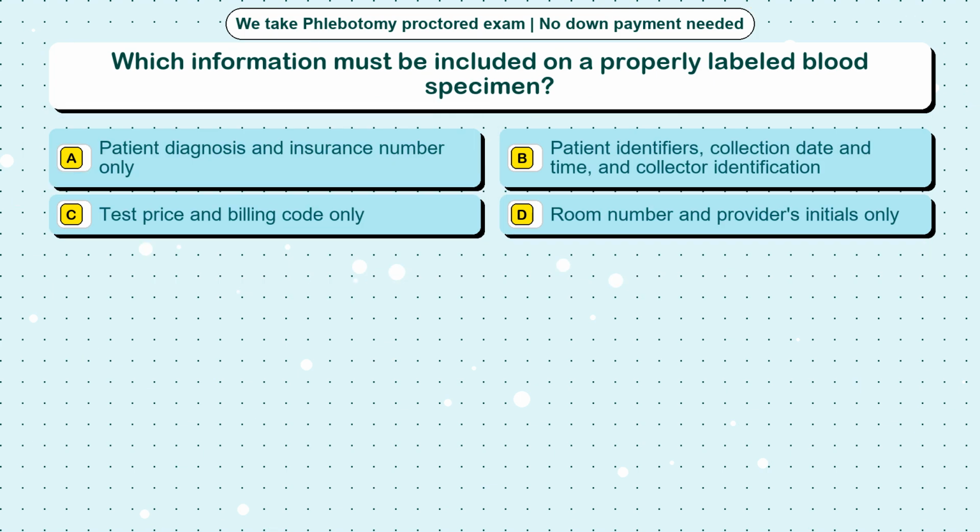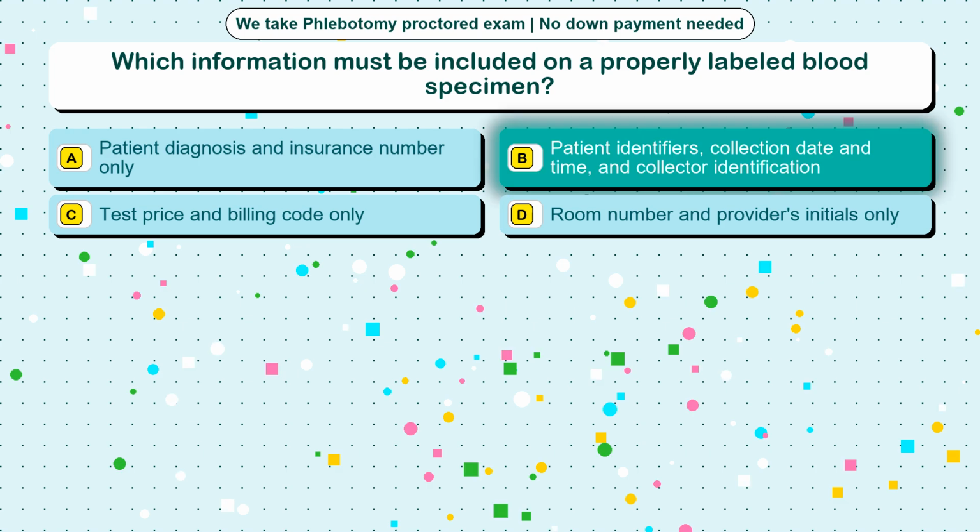Question 11. Which information must be included on a properly labeled blood specimen? Option A. Patient diagnosis and insurance number only. Option B. Patient identifiers, collection date and time, and collector identification. Option C. Test price and billing code only. Option D. Room number and provider's initials only.